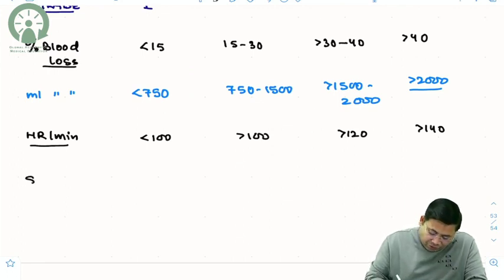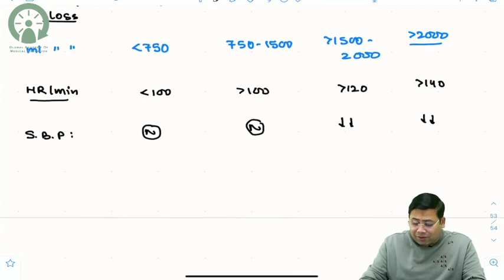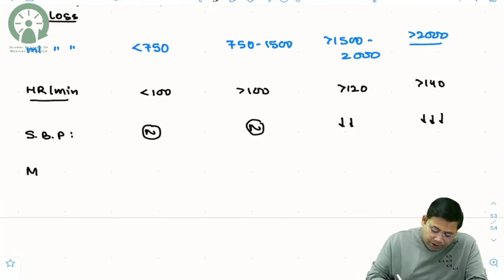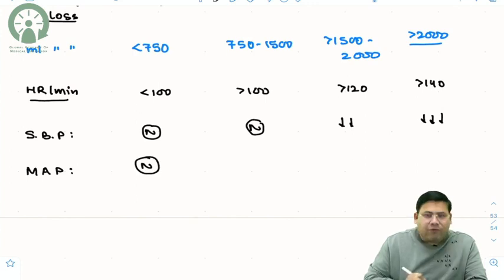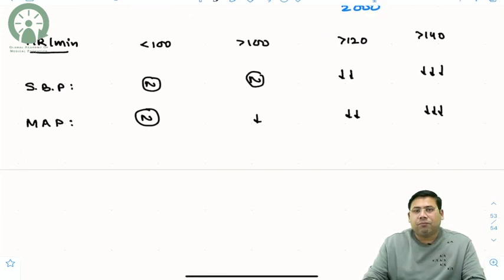Next, when you talk about systolic BP, it is normal for grade 1, and it is also normal for grade 2, and that is why we don't rely a lot on systolic BP. If you want a strong comparison, go for MAP, mean arterial pressure. Mean arterial pressure is normal for grade 1, but from grade 2 onwards it starts to fall, and this is where the diligence comes. So this is what is important.